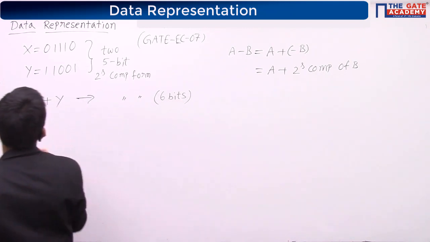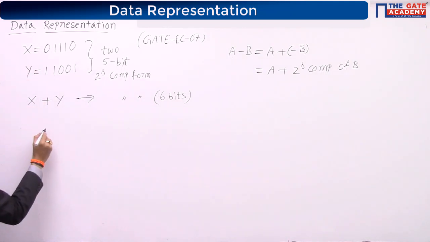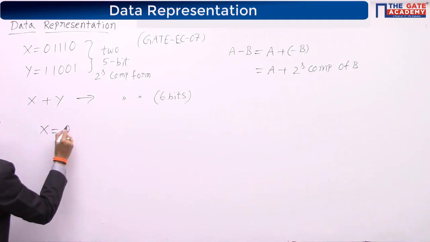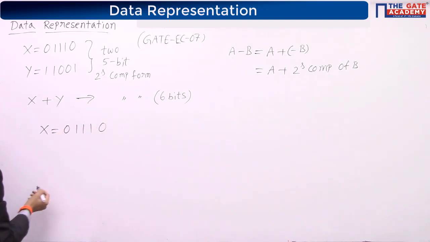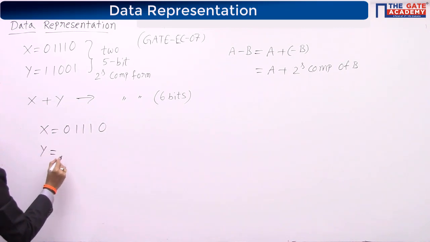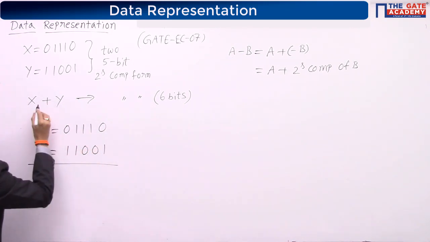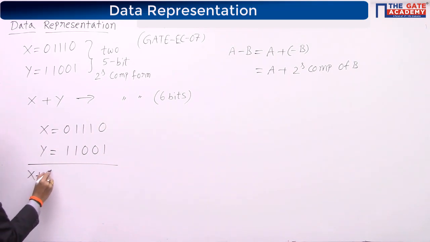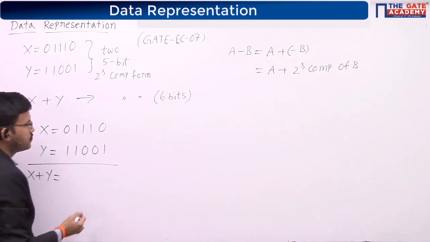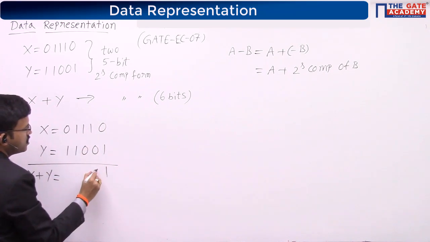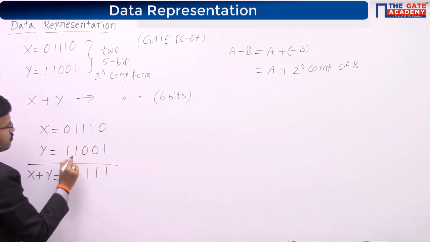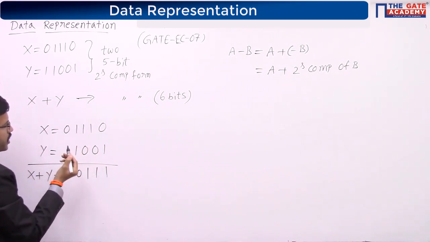Now I am considering these two numbers. X is 0 1 1 1 0 and y equal to 1 1 0 0 1. Now here our intention is x plus y. That means add these two. 0 plus 1 is 1, 1 plus 0 is 1, here 1, 1 plus 1 is 2, sum is 0, carry is 1.